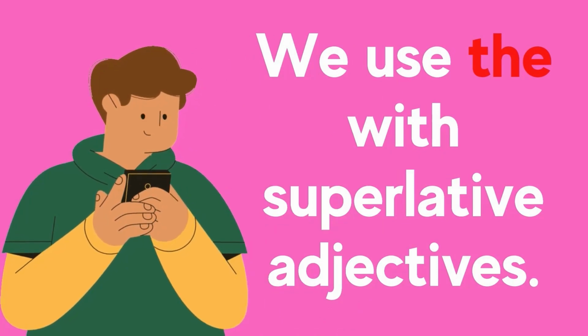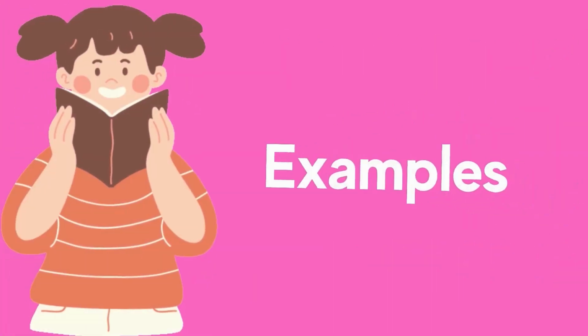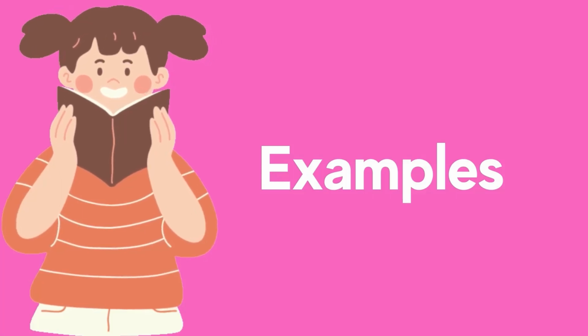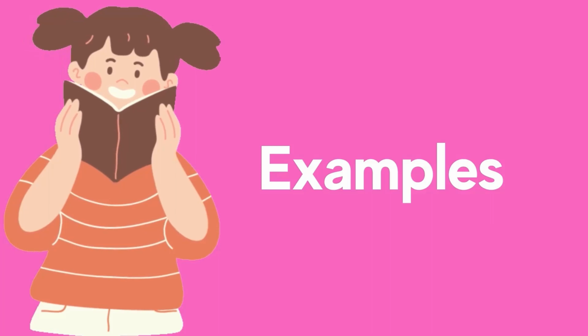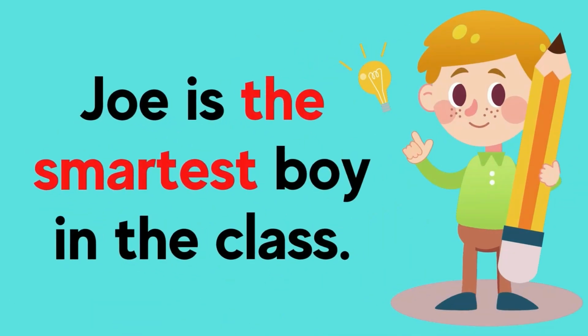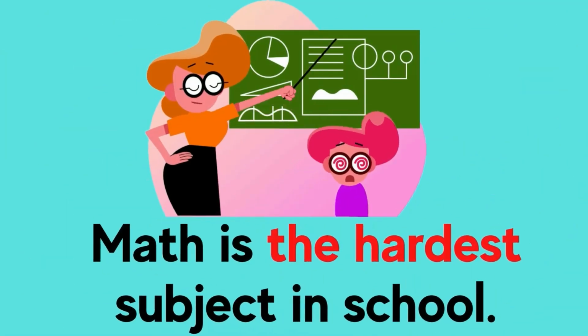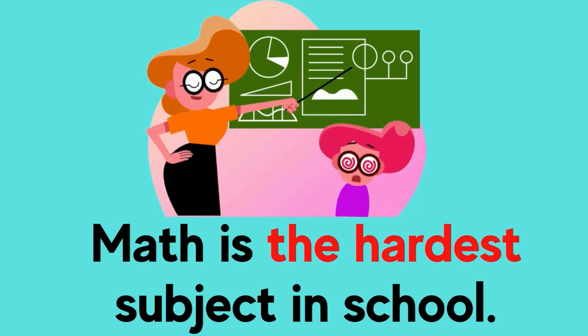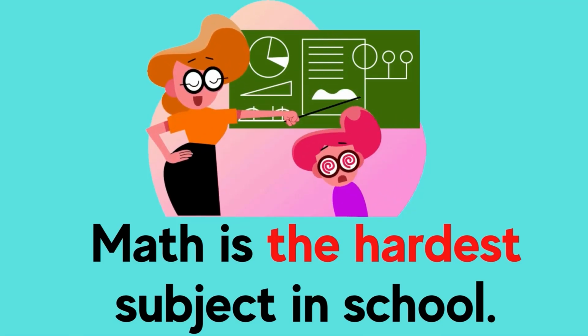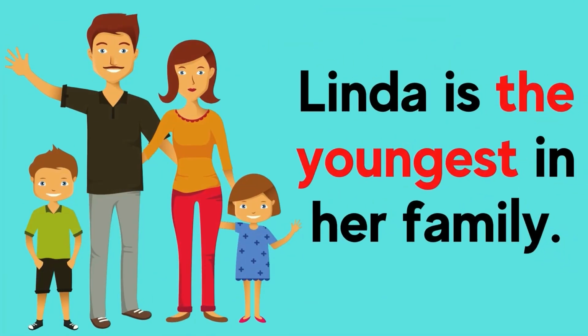Don't forget that we use the with superlative adjectives. Let us look at a few examples. Joe is the smartest boy in the class. The superlative adjective here is smartest, and then we add the in front of the word smartest. The second example, math is the hardest subject in school. The superlative adjective here is hardest, and we add the in front of hardest. And the last example, Linda is the youngest in her family. The superlative adjective here is youngest, and we add the in front of it.